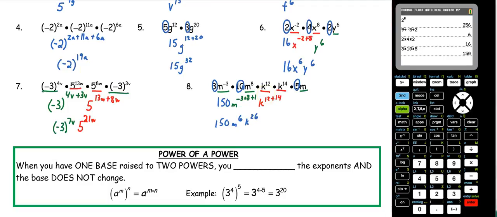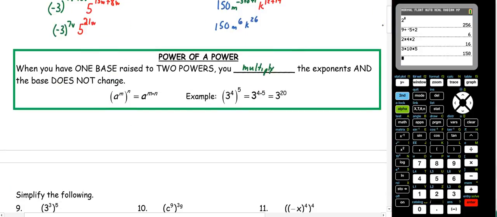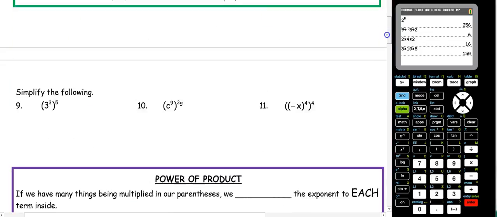Now, another property that involves exponents and multiplication is a power of powers. So when you have one base raised to 2 powers, you are going to multiply the exponents, but the base again does not change. So for example, we have 3 to the 4th in parentheses raised to the 5th power, so we're going to multiply 4 times 5, and we get 3 to the 20th.